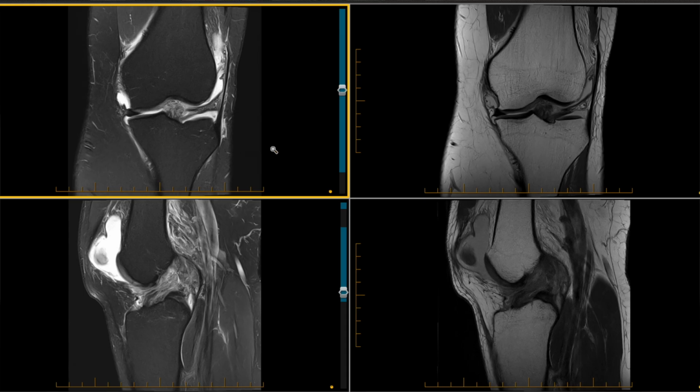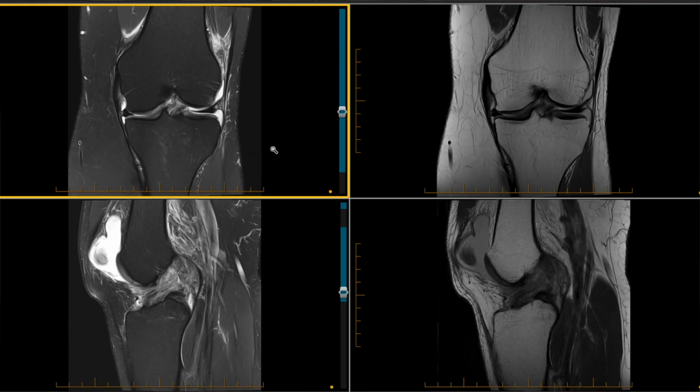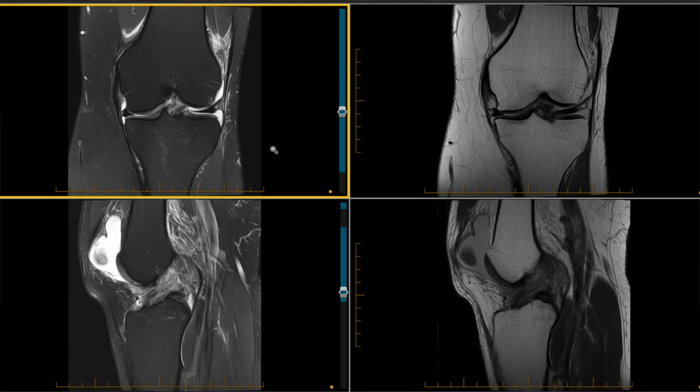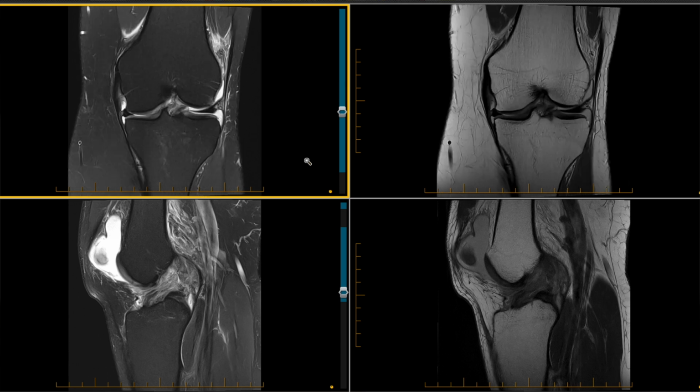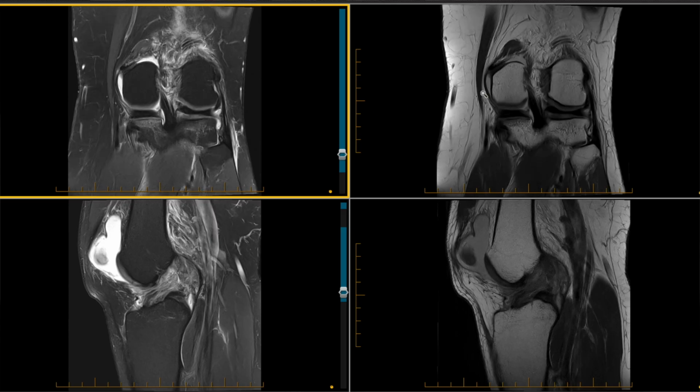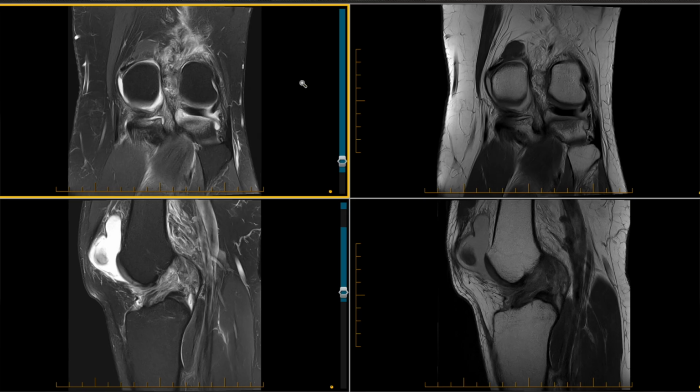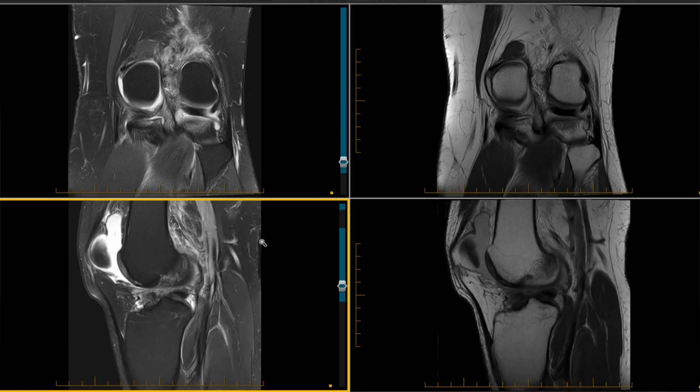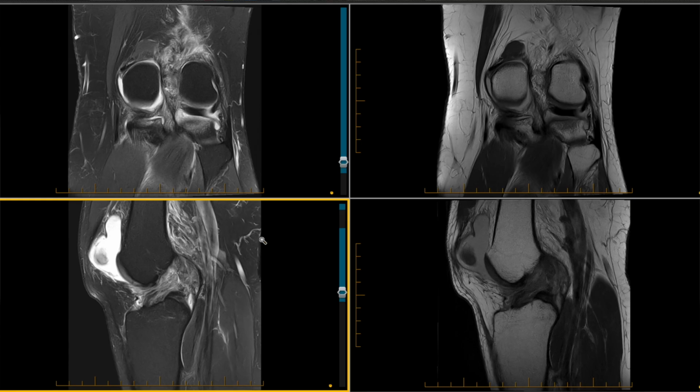This is not a large piece of displacement. Often they can be significantly larger than this. The reason we know that this is a type 1 injury, again, is that you can see the femoral footprint of the ACL nicely attached, and that there's no tear extending into the femoral footprint.